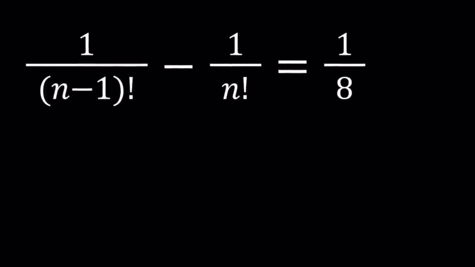Hello everyone. In this video we're going to be solving a factorial equation. Factorial equations are fun and I made a couple of videos on those. I'll share the links down below. So we have 1 over (n minus 1) factorial minus 1 over n factorial equals 1 over 8.